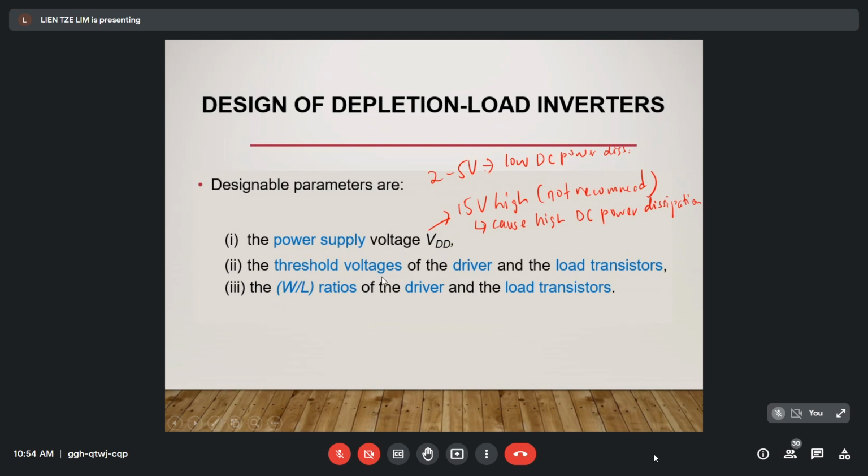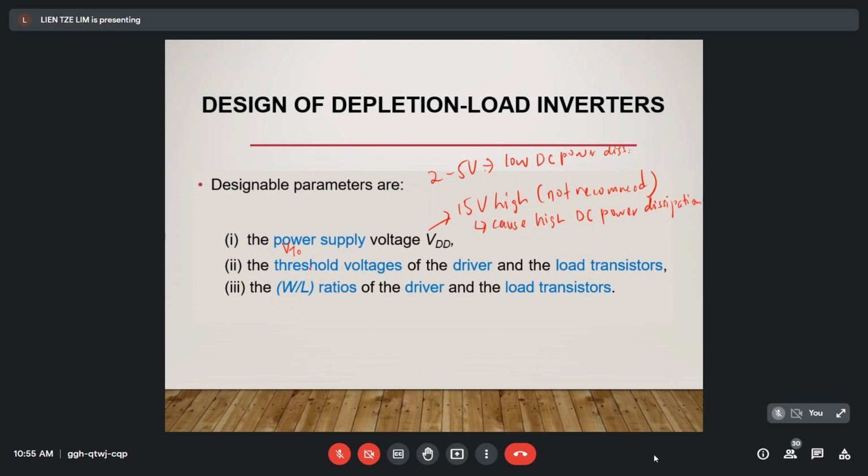And then the threshold voltage of the driver and the load transistor. This is about VTO. This VTO determines at which level the driver and load will start to operate. Below the threshold voltage, the driver will be in cutoff. If above the threshold voltage, then the driver will start to operate. If we want to make the driver start to operate, we need to set a suitable threshold voltage.